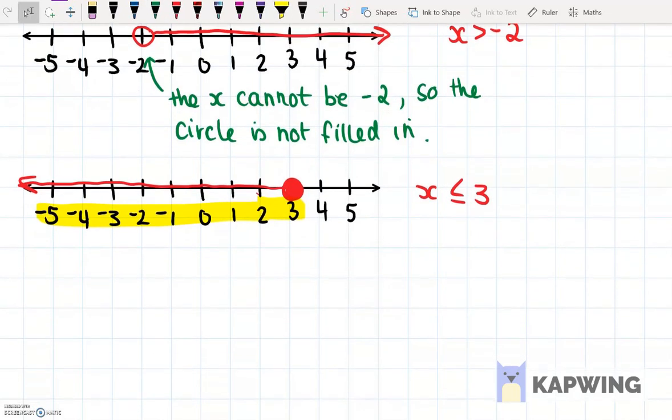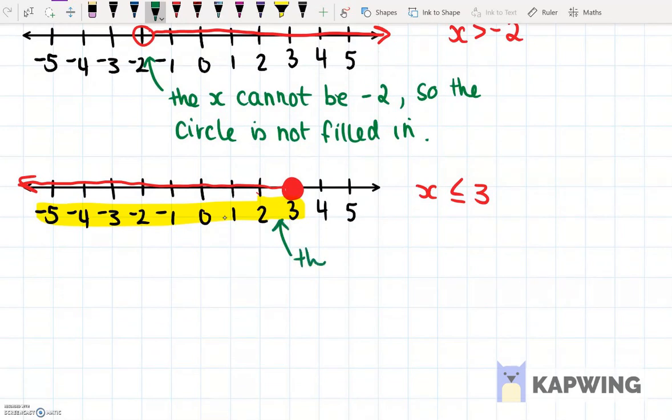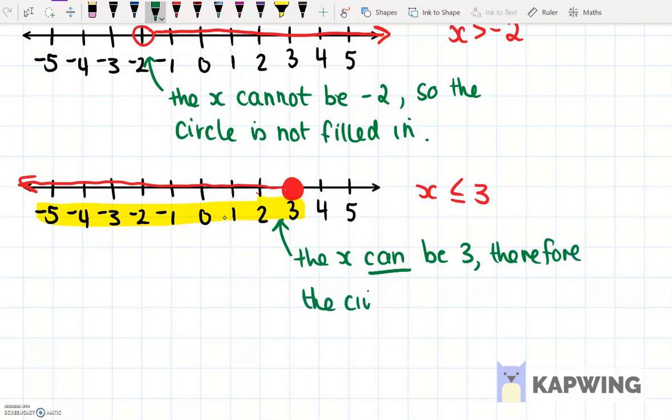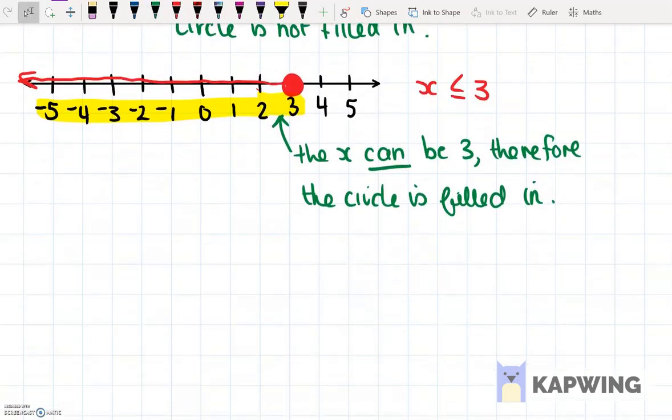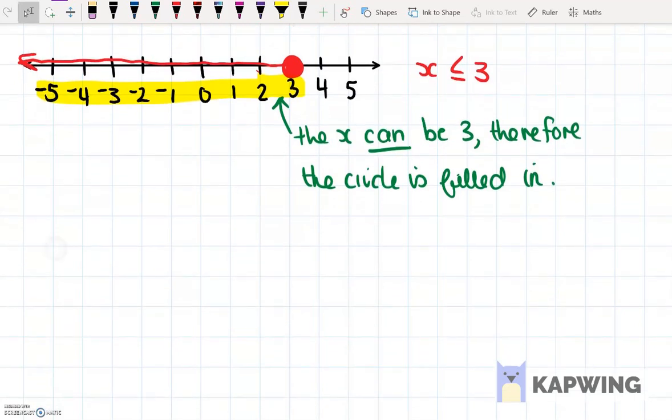And as I said, in this case the x can be 3. Therefore the circle is filled in. So we colour it in to show that. So this is linear inequalities. Let's try one more just to make sure we've got the hang of it.